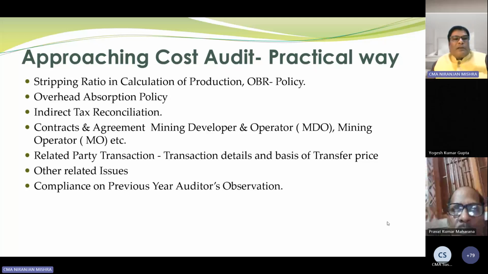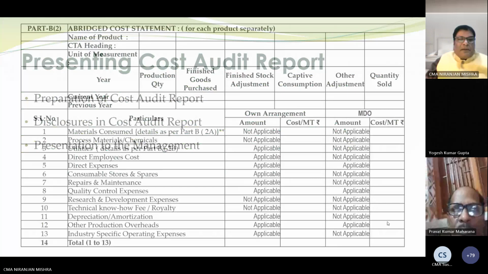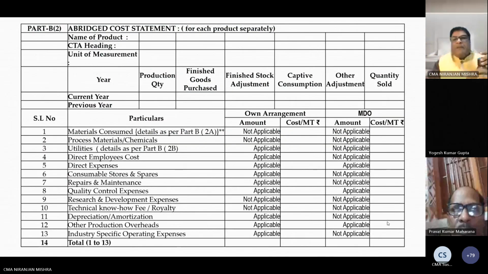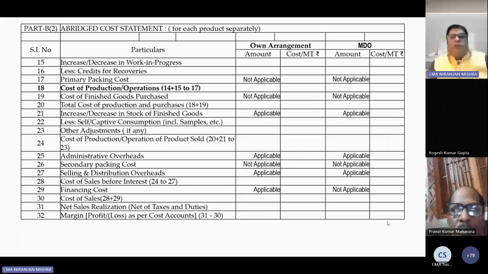So these are the regular points related to transactions, other related issues, compliance and previous audit objections. Then come to the cost sheet. Here, this is the standard cost sheet, but I have made 2 columns. If the company is going for its own arrangement, which cost will be there? If the company is going for the MDO or MO mode, then which cost will be there, which is applicable and which is not applicable.